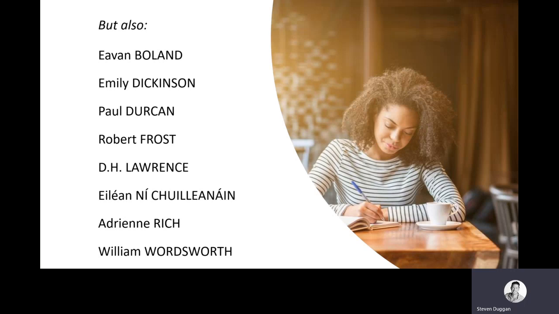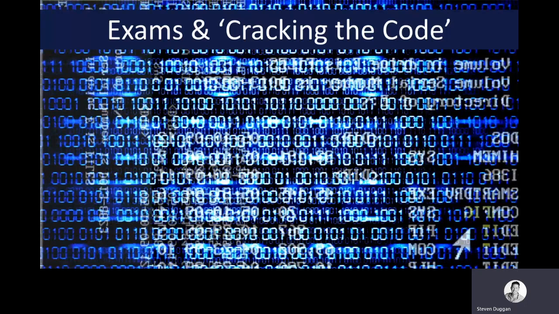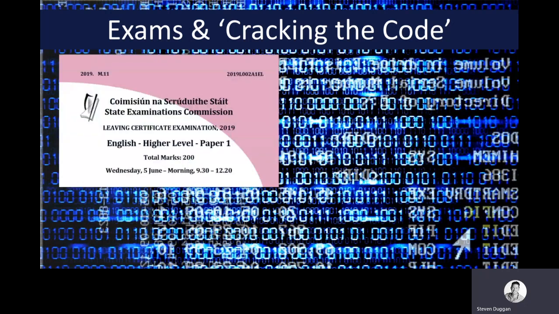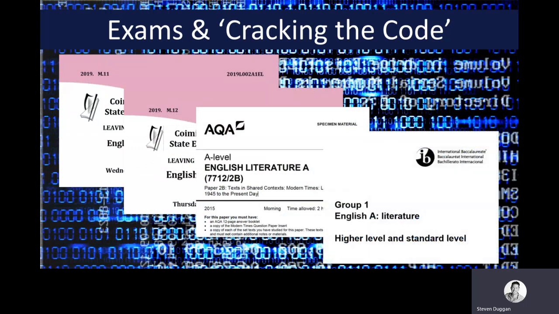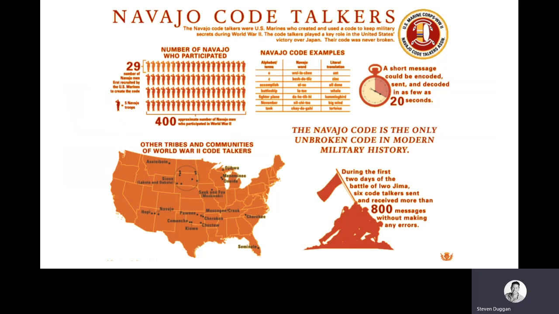But essentially what we're talking about here is the idea of cracking a code. Whatever your feelings are about trying to measure emotional and intellectual reactions to great literature, your problem if you're facing an exam is that you need to figure out what the examiner wants from you, the marking scheme, and you need to meet or exceed their expectations. And it doesn't matter whether you're facing an exam like the Leaving Cert or the A-level or the International Baccalaureate, the same thing applies. So essentially, we know of only one code that's never been broken, and that's the Navajo, the code talkers from World War II.